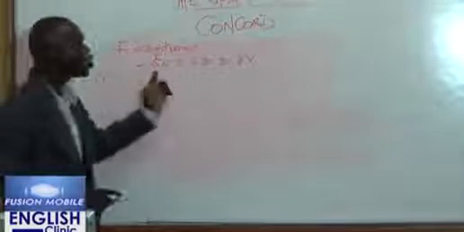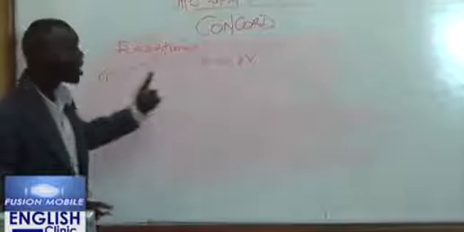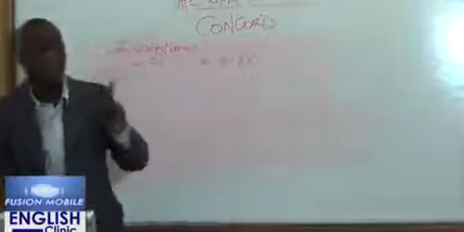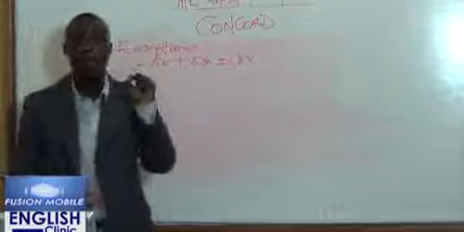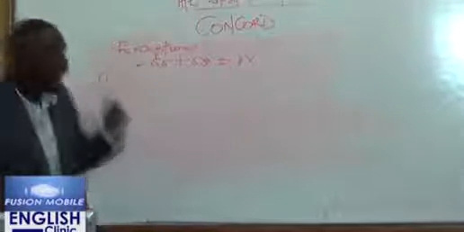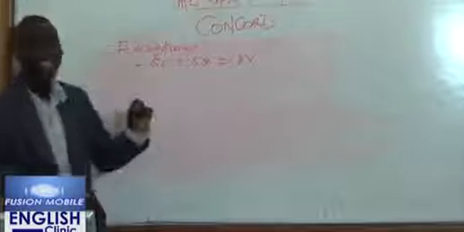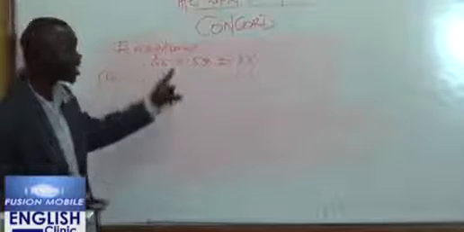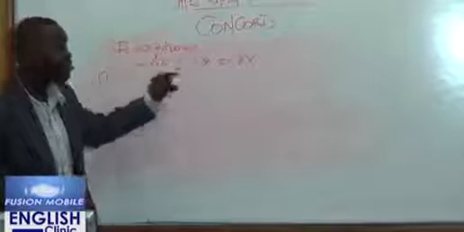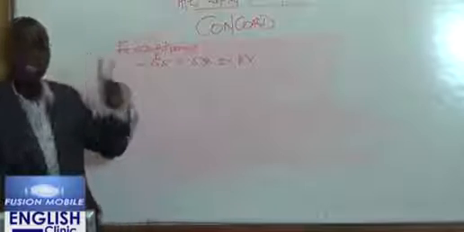Exception number 1. When two singular subjects connected by "and" refer to the same person or thing, a singular verb is required. I will take that again. When two singular subjects connected by "and" refer to the same person, a singular verb is required. Look at this example.